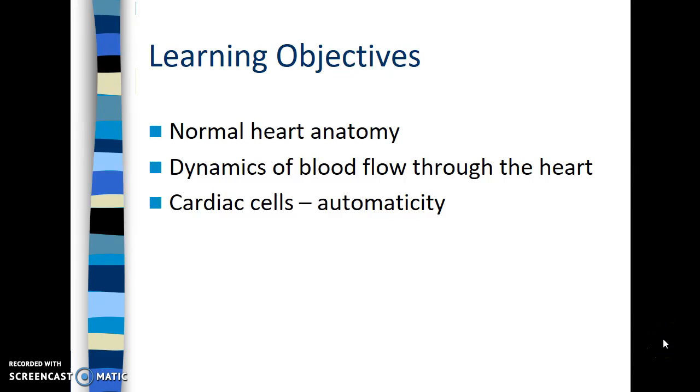So these are our objectives for this particular section. Remember the normal heart anatomy and how the blood flows through the heart, the structures that are involved, and kind of how that sequence goes. And then getting down to the cardiac cells and their automaticity. If you remember, cardiac cells can beat on their own. They don't need any stimulation, but in order to coordinate, they need stimulation.